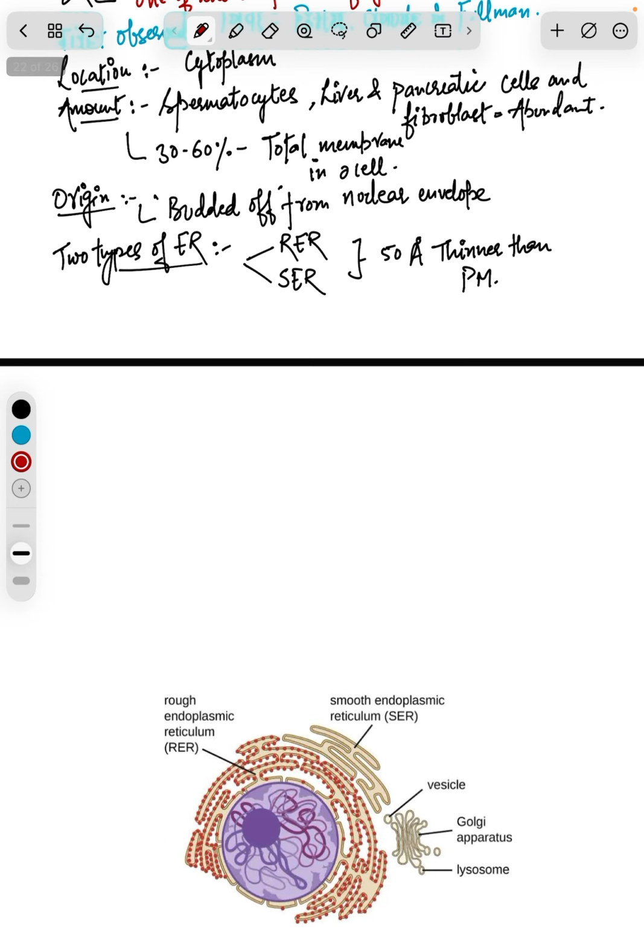Now we will see the physical structure of ER. The physical structure, as we know, comprises a three-dimensional network of intracellular channels. It is formed of three types of elements. One is cisternae, second is tubules, and third is vesicles.